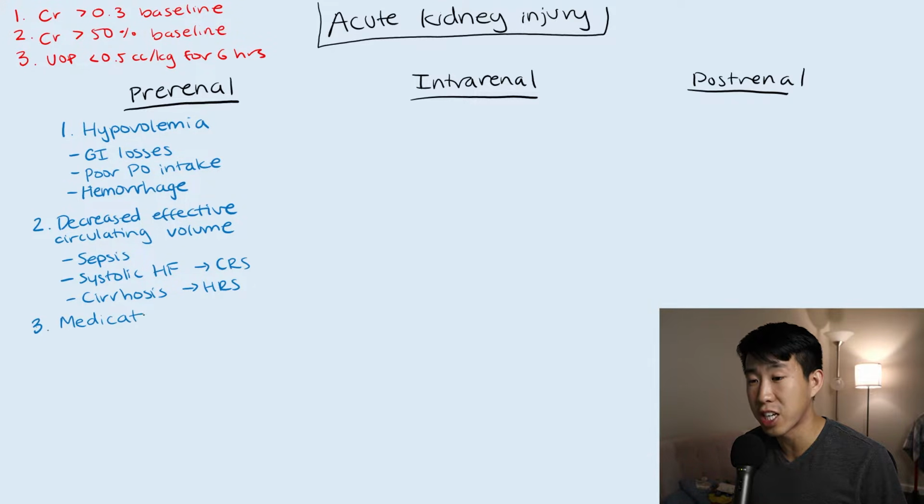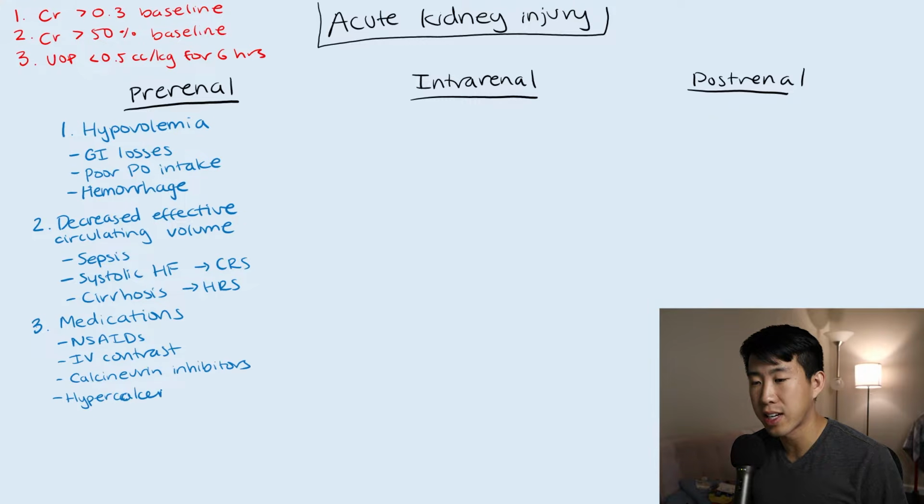Finally, I want to talk about the last big class, which is going to be medications, because we have a lot of medications which can cause a prerenal AKI. The most common offenders are going to be things like NSAIDs, IV contrast, and then some less common ones are going to be calcineurin inhibitors, like tacrolimus and cyclosporine. This isn't really a medication, but hypercalcemia can also cause a prerenal AKI. Diuretics, and then ACE and ARBs.